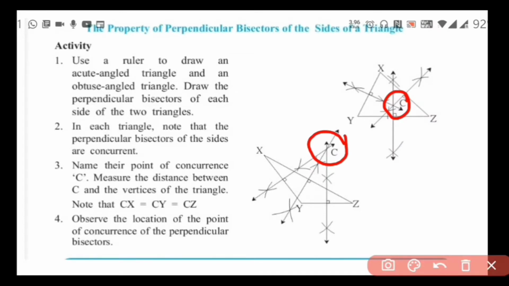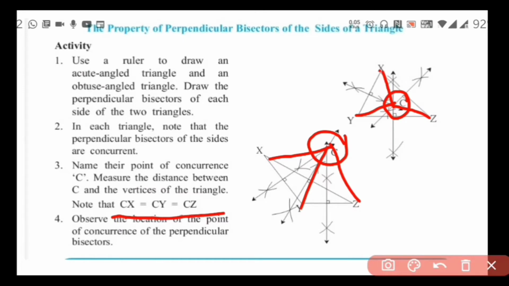Measure the distance between C and vertices of the triangle. So when we measure the distance between C and vertices of the triangle, that means in the first triangle we have to measure XC, then YC, and then ZC. Similarly, here also we have to measure XC, YC and ZC, and when we measure that, we can see that all the three distances are equal. So measure the distance between C and the vertices of the triangle. Note that CX equals CY equals CZ.